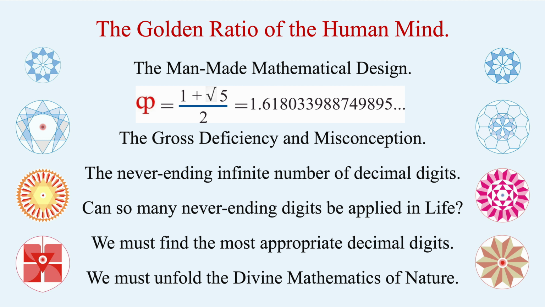We must find the most approximate decimal value of the golden ratio. That's the question. We must unfold the divine design. Unfortunately, what have been found by the people is these two numbers. Now I am going to rectify as I go because I want the divine mathematics.